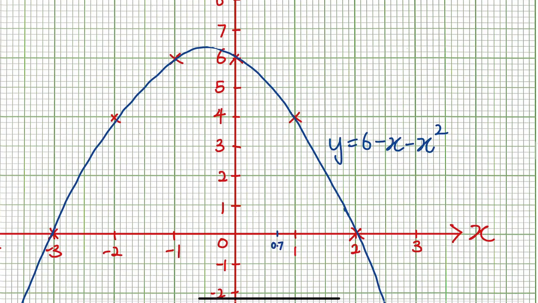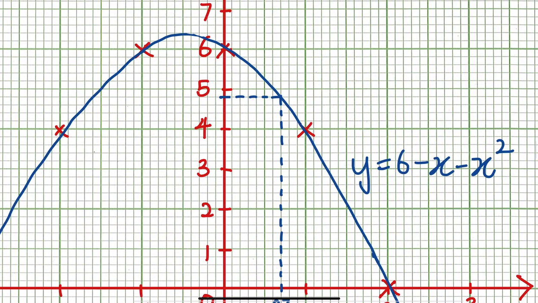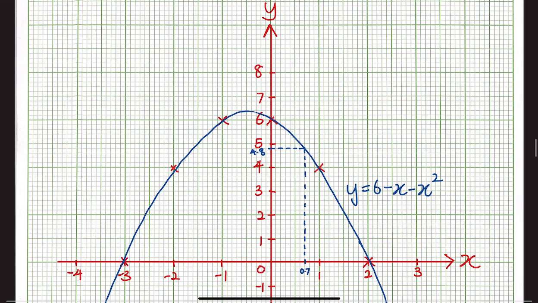Okay, so now I'll draw a dotted line upwards. I want to find the value of y of the graph when x is 0.7. Okay, and I map out to this point over here. Then now I check to my y-axis, I draw a horizontal dotted line to check. What is this value over here? And you can see that this value over here is actually 4.8, because each division is 0.2.